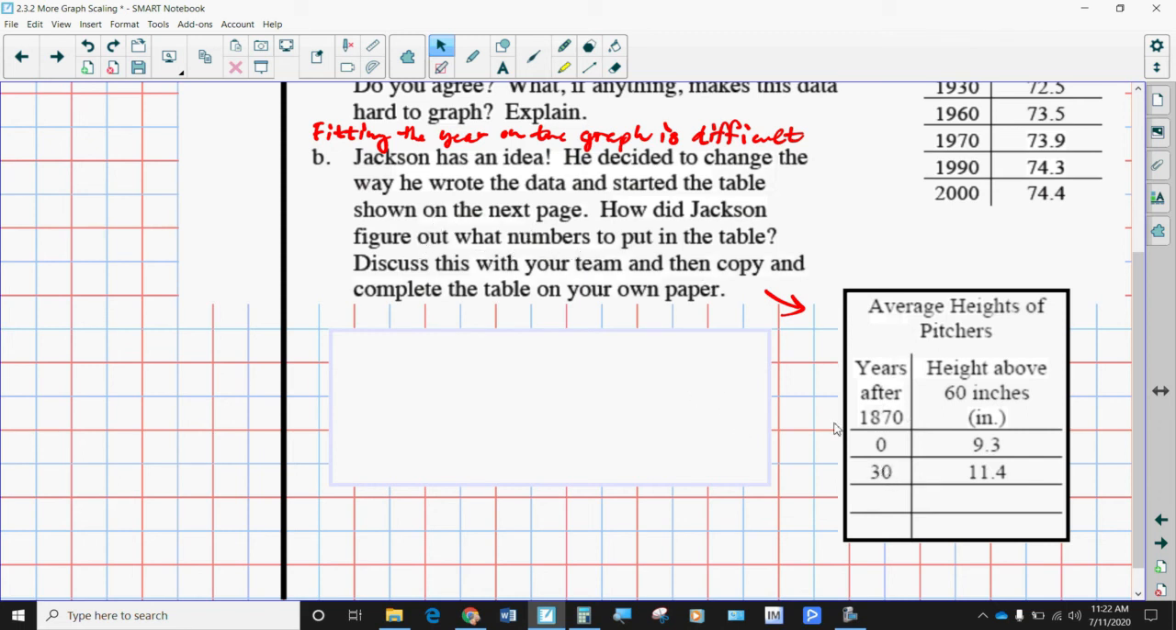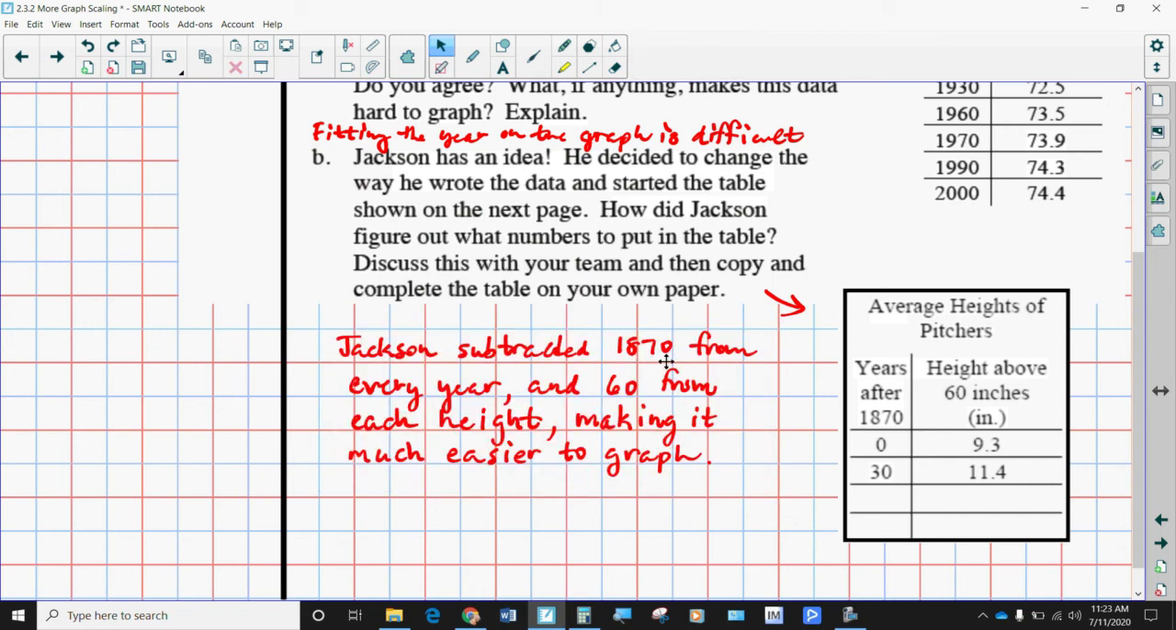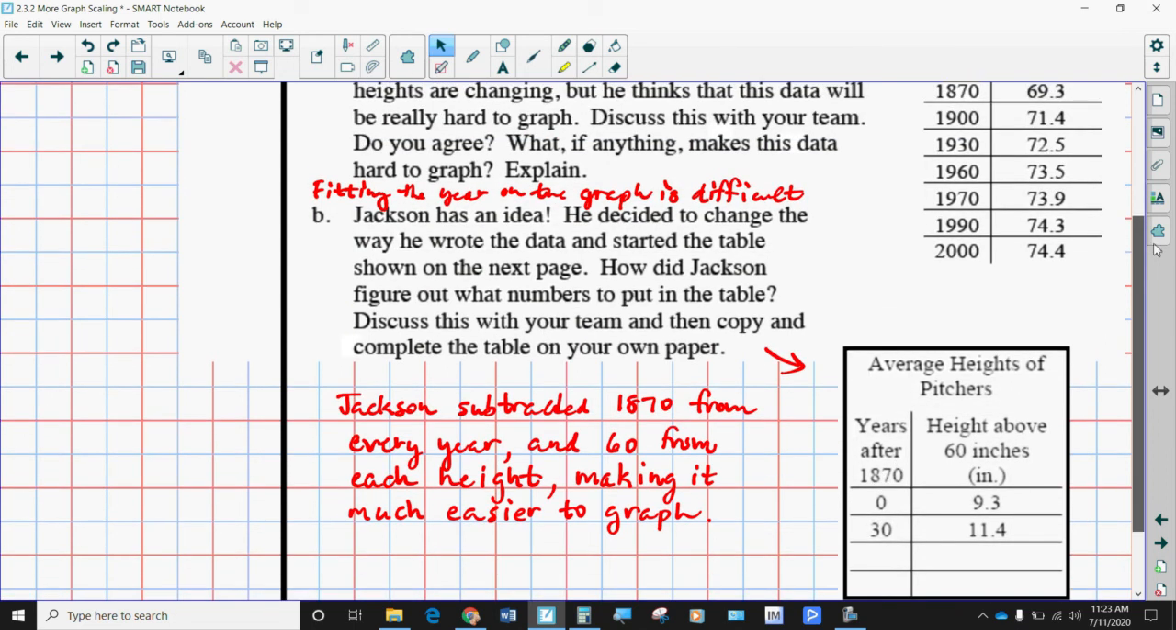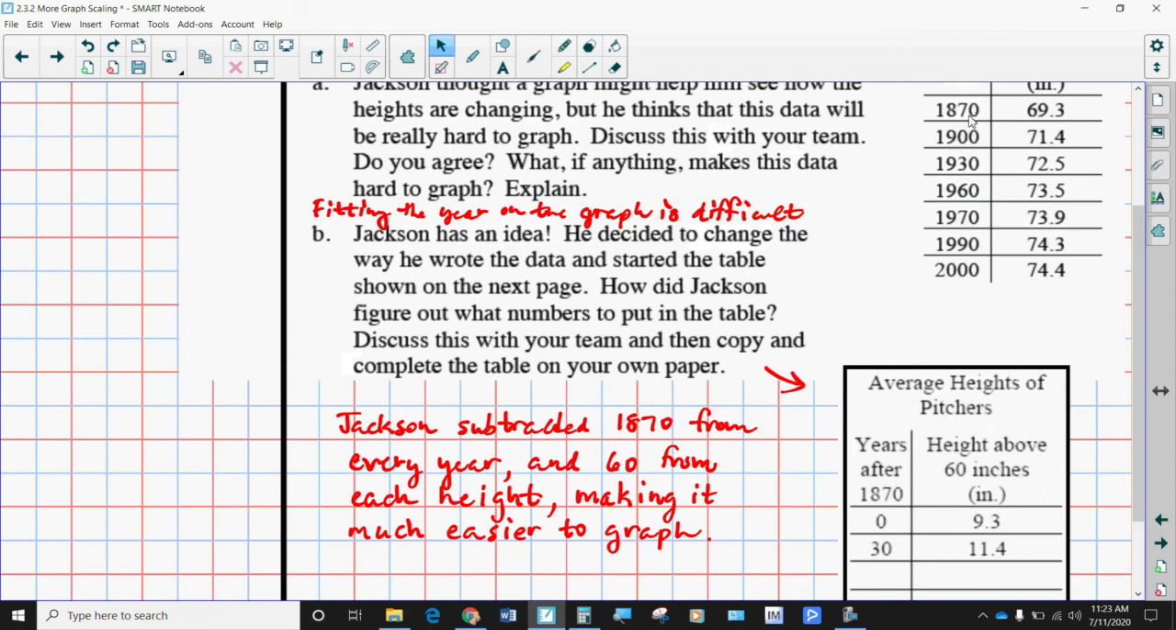Kind of looks like he decided to make the year 1870 be year 0. Okay? So what he's doing here, Jackson subtracted 870 from every year and 60 from every height. Now, the first year is year 0. 1870 is year 0, and the year 1900 would be year 30, since that's 30 years after the very first date in which they took the average height of baseball players.